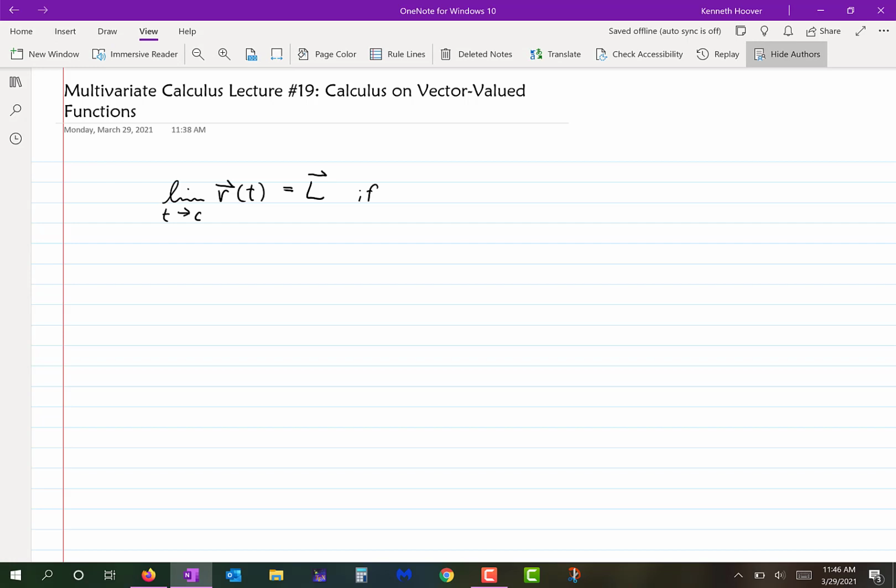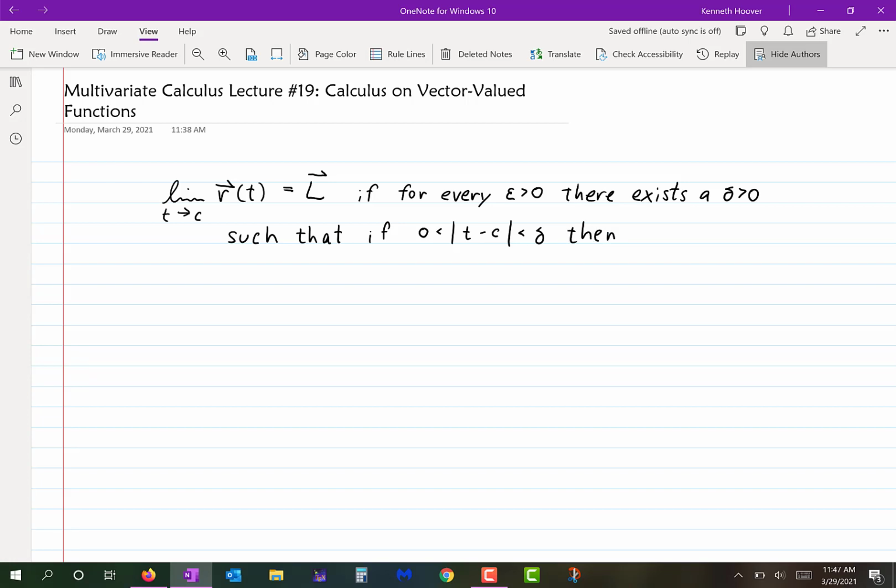So I can write that if for every epsilon greater than 0, there exists a delta greater than 0, such that if the distance between t and c is greater than 0 and less than delta, then the distance between r of t and L is less than epsilon.